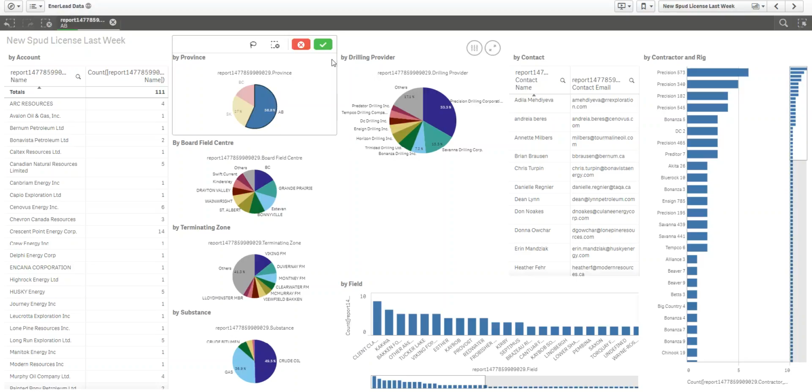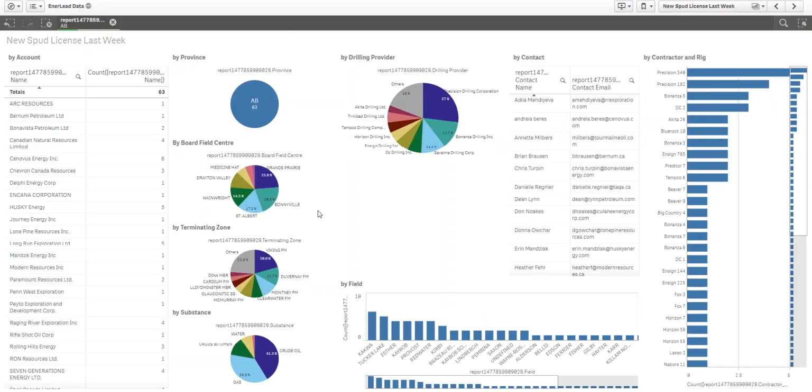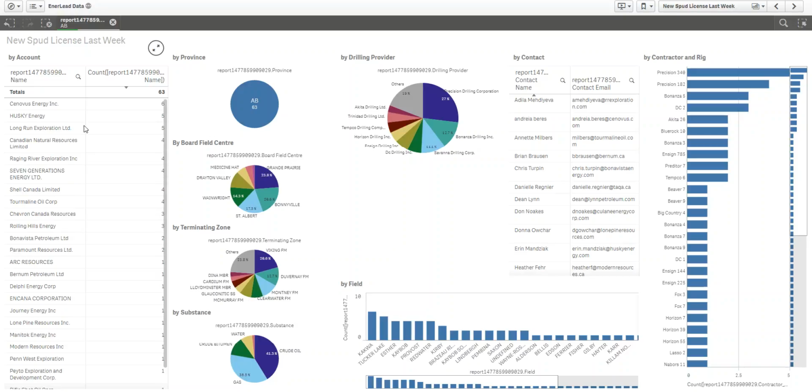So I'll go into Alberta. Say I only want to look at data related to Alberta. We can see who are the top drilling companies in Alberta over the last week, so the guys who spudded the most wells. And some of the information I might want to look at from there, I could take a look at Husky.